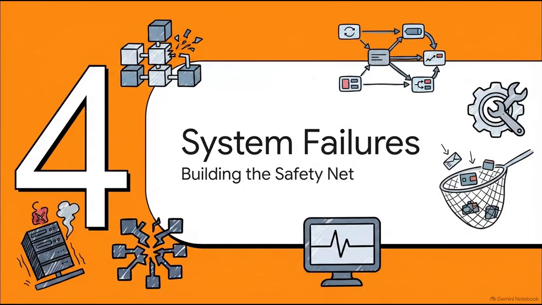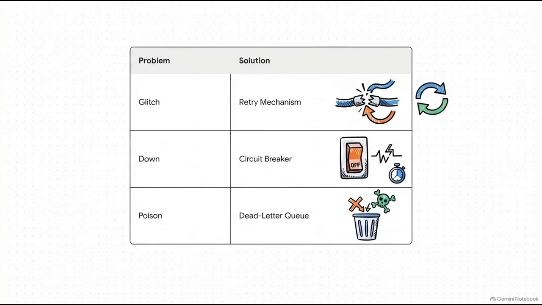Which brings us to our final section, Part 4, handling inevitable system failures and building that safety net. Let's see how this builds our integration failure toolkit. Because in distributed systems, failure is a 100% guarantee. If you hit a transient error like a quick network glitch, you use a retry mechanism. But what if the target service is totally down? That's where a circuit breaker is an absolute lifesaver.